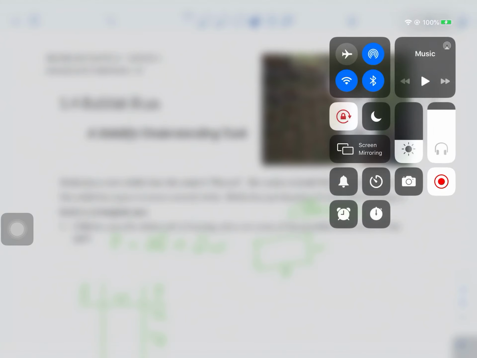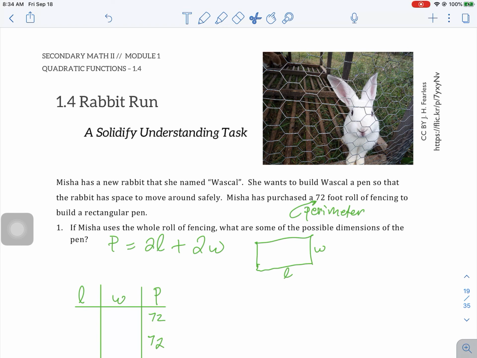Welcome. We're going to go through Module 1, Task 4. This is the case where they're building a rabbit pen, and we know it's 72 feet long. That represents the perimeter. And the question is, if you use the entire 72 feet, what are the dimensions of the pen?